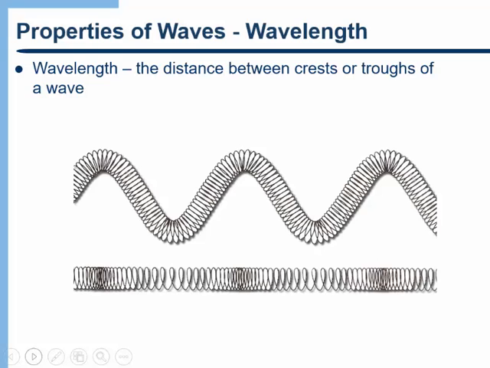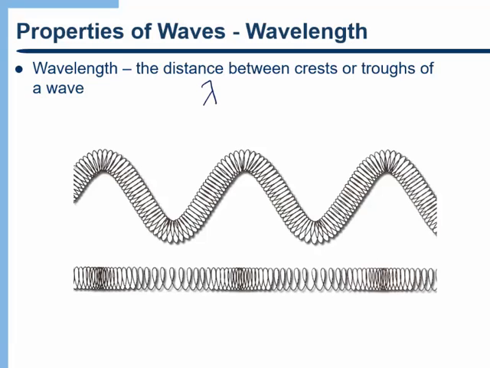Now that we know the two types of waves, transverse and longitudinal, let's look at what the properties are of waves. How do we characterize one wave or differentiate one wave from another wave? Well, the first important property is the property of wavelength. The wavelength is the distance between crests or troughs of a wave.